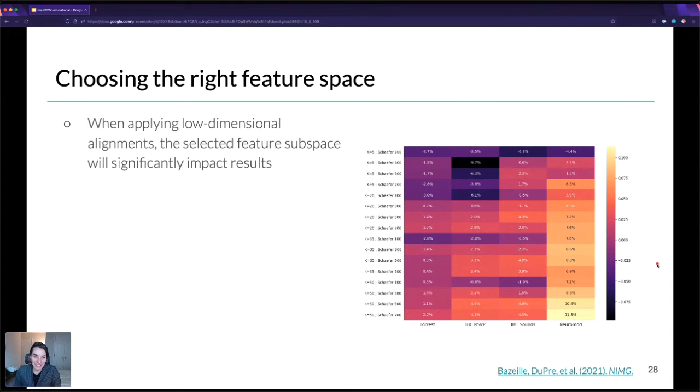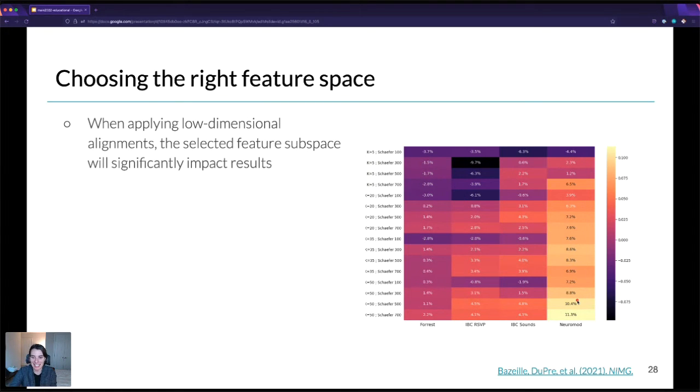So first, choosing the right feature space. This may not be as obvious when you first start, but I think it's really quite critical: when applying low dimensional alignments, the selected feature subspace will significantly impact the results. This is a supplemental figure from that study I just showed you, where we used piecewise SRM and optimal transport to look at intersubject decoding accuracy. But what I want to hammer home here is this is a grid search for the hyperparameters for piecewise SRM. You can see K, which is the hyperparameter for the dimensionality. You can see this other parameter where we look at the number of parcels, and you can see that the range of values is really quite wide, right?